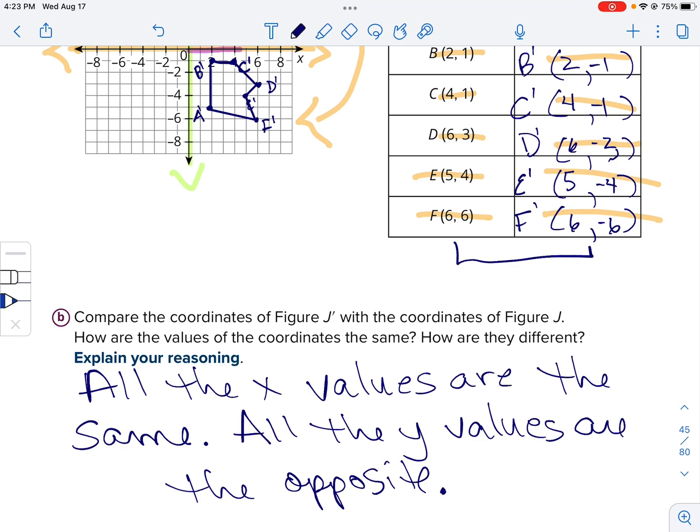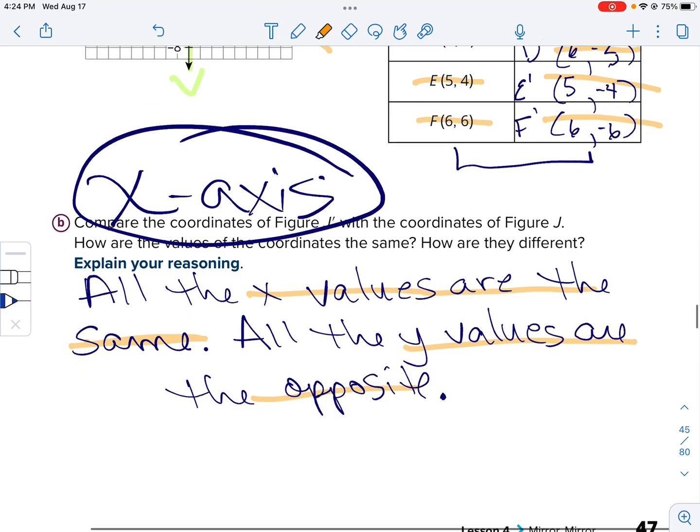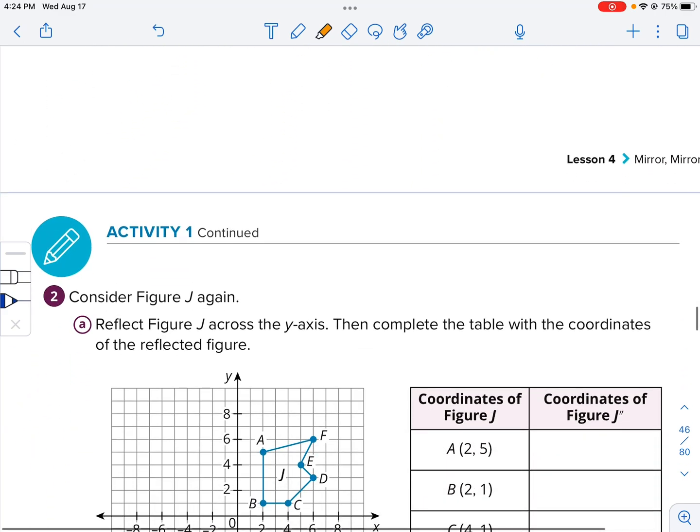Okay? And that's when you're going over the x-axis. When we go over the x-axis, the x values are the same. The x values are the same. The y values are the opposite. When you go over the x-axis, the x values are the same. All the y values are their opposite.